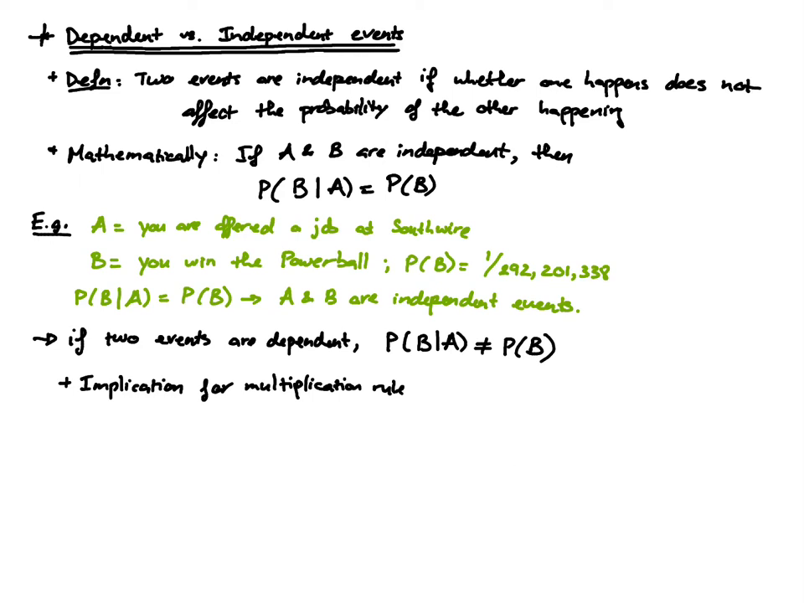Now, we want to know what the implication is for our multiplication rule. Now recall that the multiplication rule says that the probability of the intersection of A and B is equal to the probability of B given A times the probability of A, right?